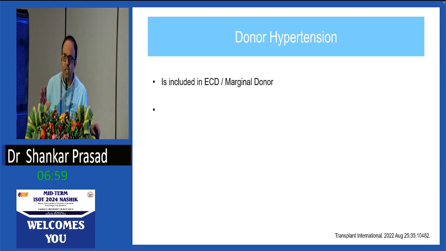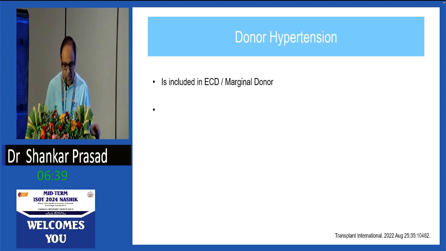So, in a nutshell, as far as the diabetic donor is concerned, they do well compared to ECD or ECD with diabetes. But when compared to the standard criteria donor, their survival and graft outcome may be lesser. But the majority of the evidence shows that when compared to waiting lists, they are better.